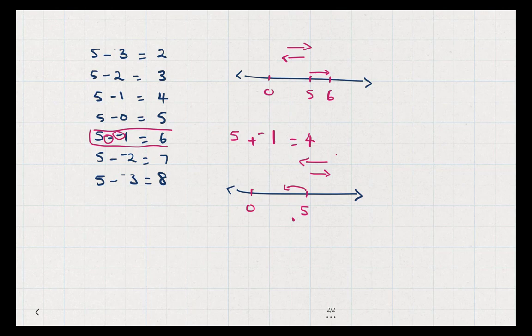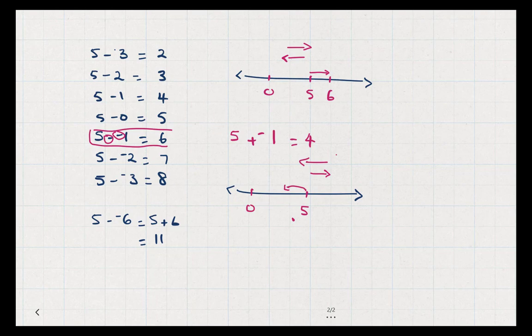Let's have a look at a few more. If I have 5 minus -6, going back here, it looks like the two minuses resulted in a positive addition. Here, 5 and 2 make 7, so 5 minus -6 is really the same as 5 plus 6, which gives me 11.